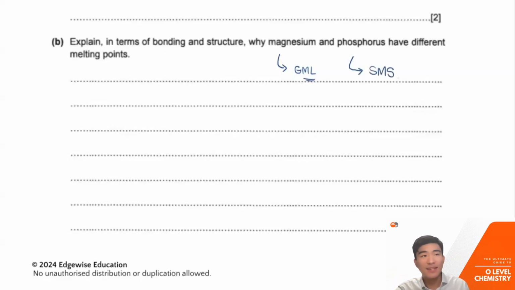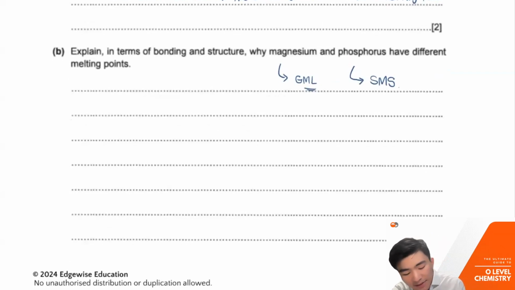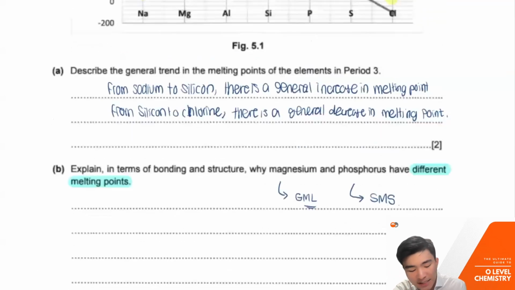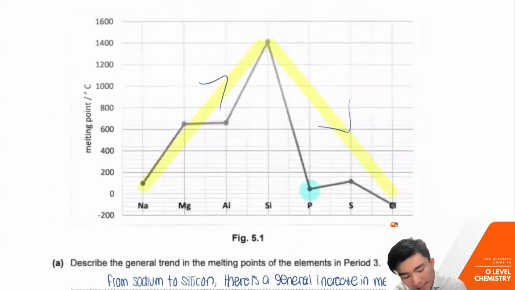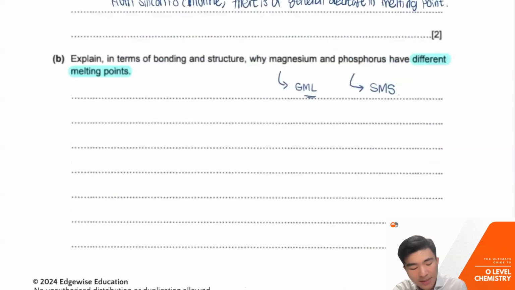Now, in this question, they are asking you to explain in terms of bonding and structure why they have different melting points. So when they say different melting points, you have to tell me, based on the graph that you see, which one is higher and which one is lower. We are comparing magnesium and phosphorus. The explanation must come to the point that one is definitely higher than the other. In this case, giant metallic lattice structure has a higher melting point than simple molecular structure.